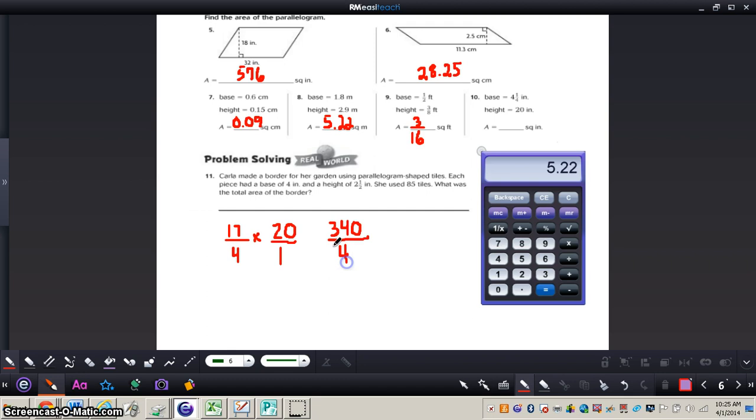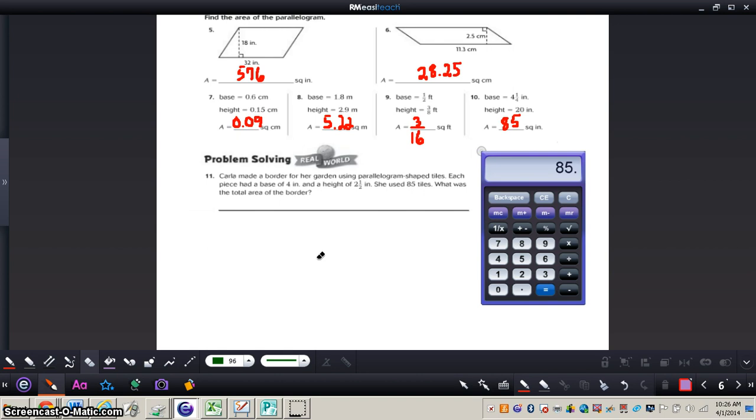over 4. Now what I want you to do is change that improper fraction to a mixed number or maybe even a whole number. So 340 over 4, I want you to simplify that, and when you press play, I will have the answer for you. So pause the video now. Okay, and we do have the answer of 85 square inches. Now let's take a look at number 11 together.